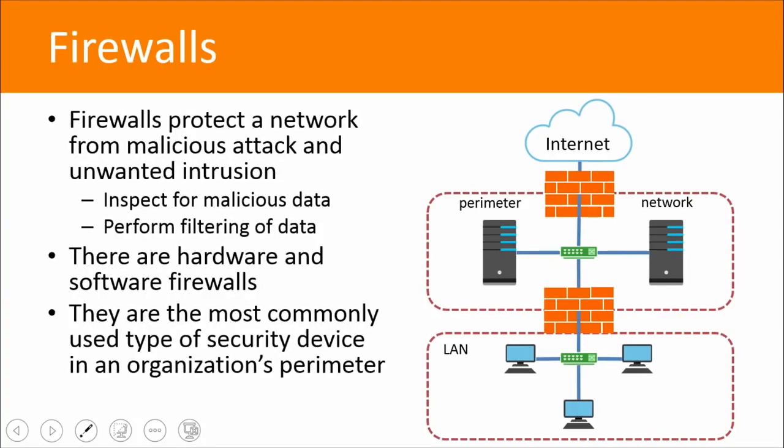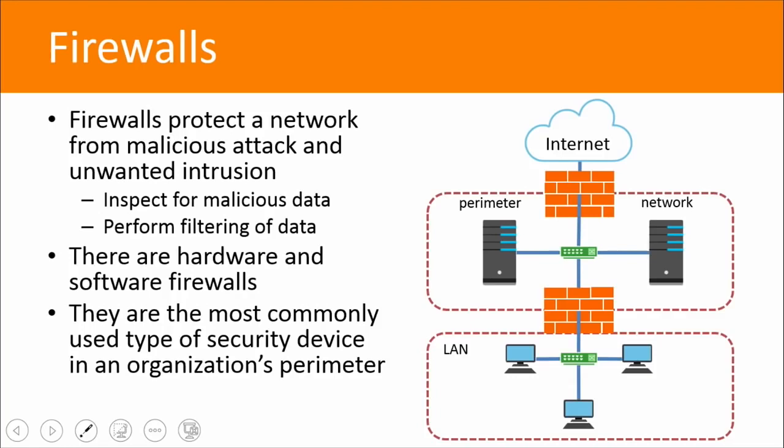Firewalls, as we mentioned before, protect a network from malicious attacks and unwanted intrusions. They inspect communications for malicious data, and they also perform filtering of data in order to make sure that if they do find something that's malicious, it doesn't get into your perimeter network and even into your local area network, right? Whether it's an extranet, an intranet, or just a plain old simple LAN.